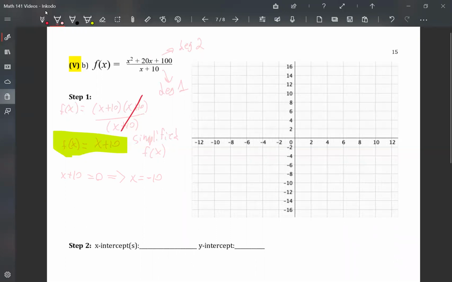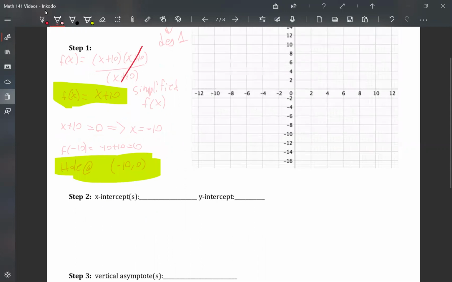Now, we can plug that negative 10 into our simplified function. So that's f of negative 10 equals negative 10 plus 10, which gives us 0. So we have a hole at negative 10, comma 0. So that's an interesting thing we want to hold on to. So the original function is going to look just like x plus 10, except for the hole at negative 10, 0. On to step 2, x-intercepts.